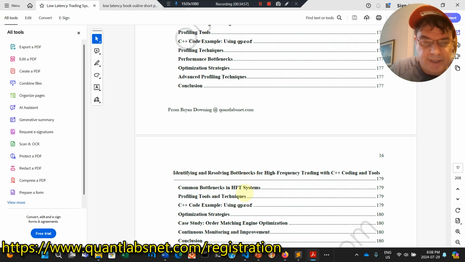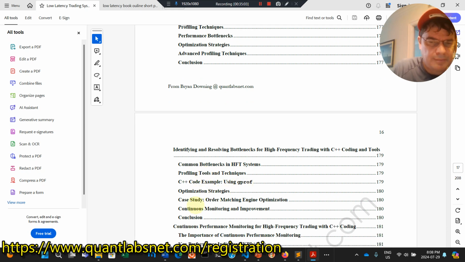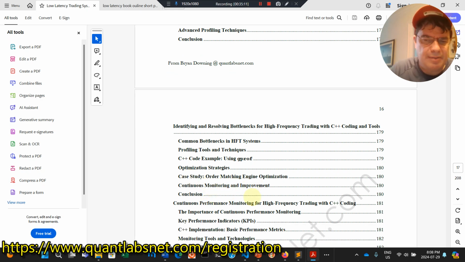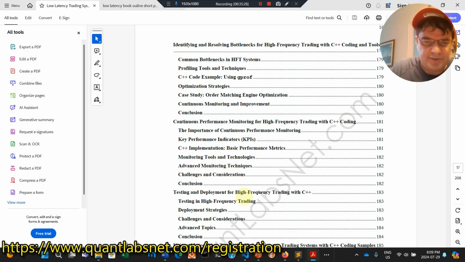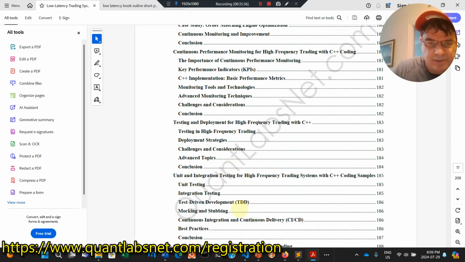Identifying and resolving bottlenecks, common bottlenecks, profiling tools, techniques using gprof again, optimization strategy, order matching engine case study, continuous monitoring and improvement. Monitoring the high frequency trading, importance of continuous performance monitoring, KPIs, basic performance metrics, monitoring tools and techniques, advanced monitoring, challenges and consideration. Testing and deploying, okay. So challenge and consideration, advanced topics, fine.